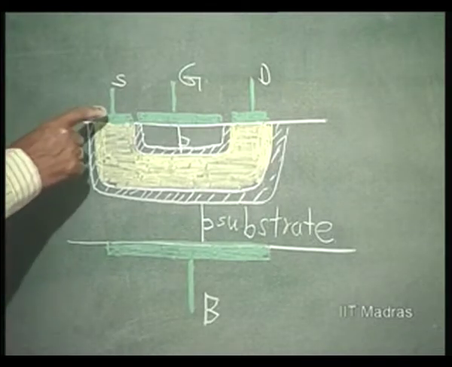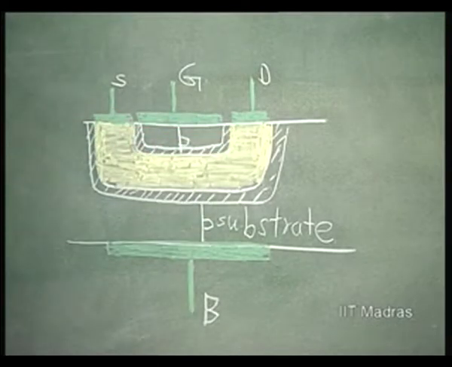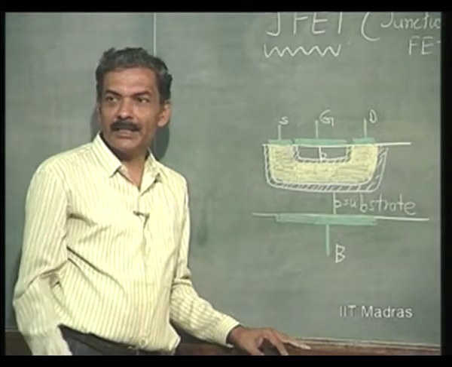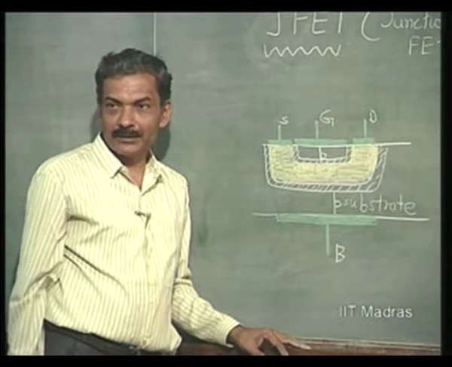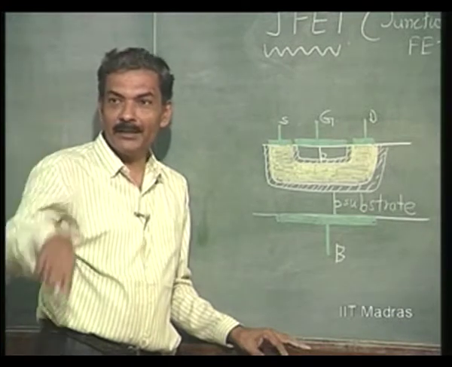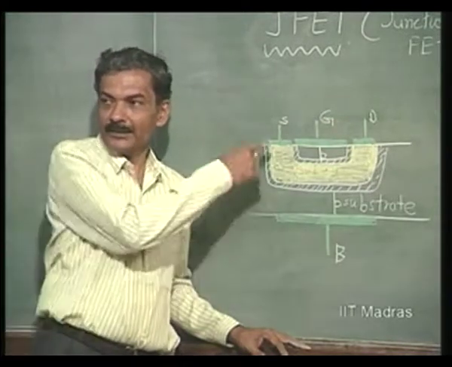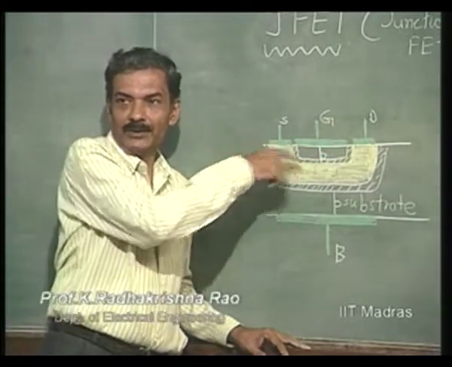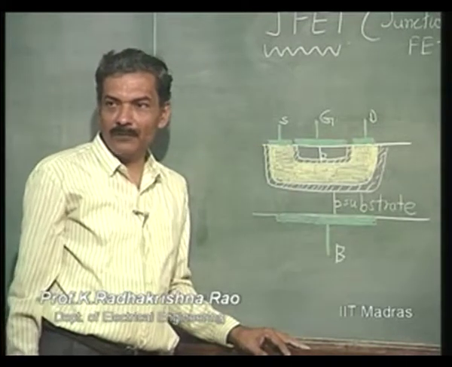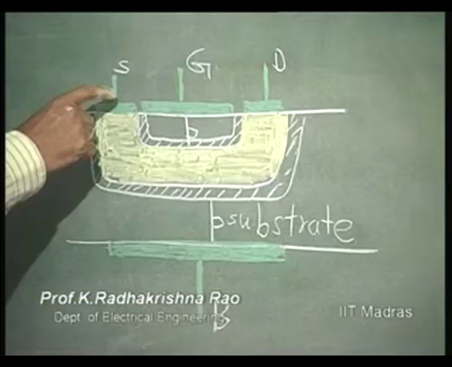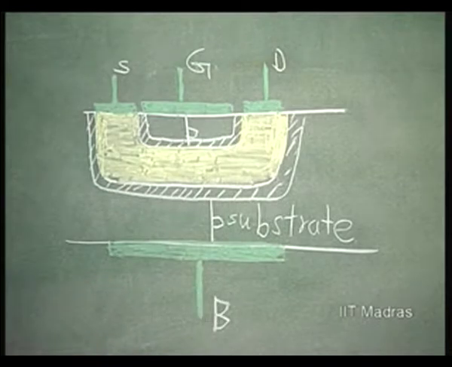So, the source and drain is already connected, unlike the other FET which is called enhancement type of MOSFET, where source and drain were not connected. They could be connected only by applying a voltage. Here it is already existing. This is a resistor, plain resistor. Between source and drain there is a certain amount of resistance depending upon the doping of this N channel.